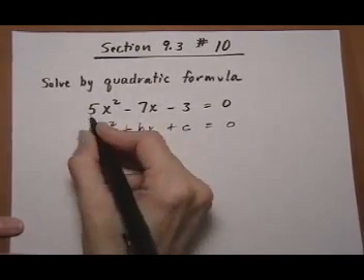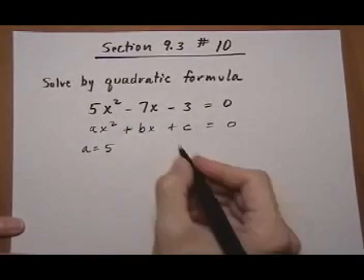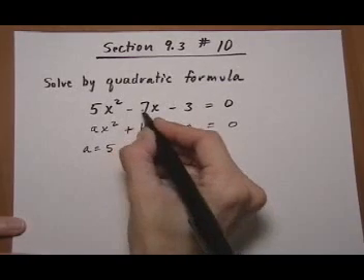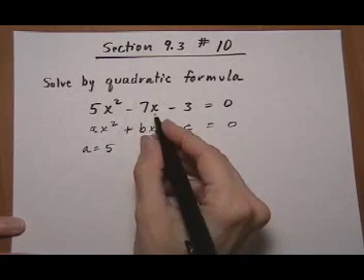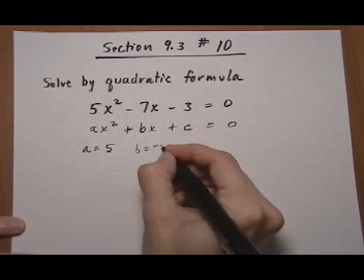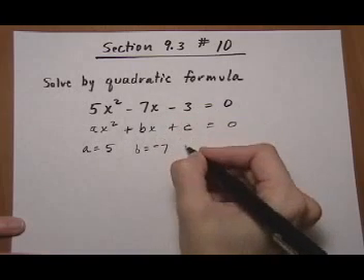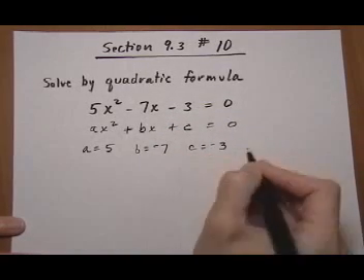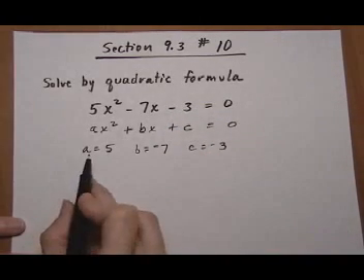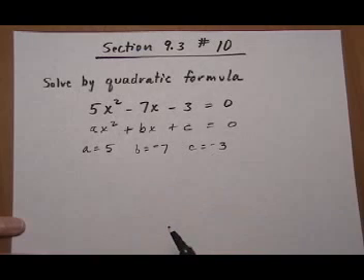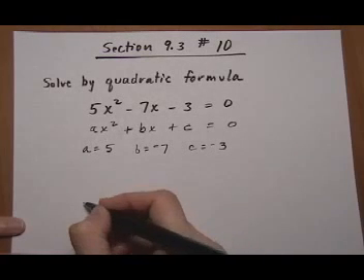So a is equal to 5 in the equation that we're given. B is equal to negative 7, so keep the sign in front of the variable. And c equals minus 3. And we're going to use those identified a, b, and c to plug into the quadratic formula.